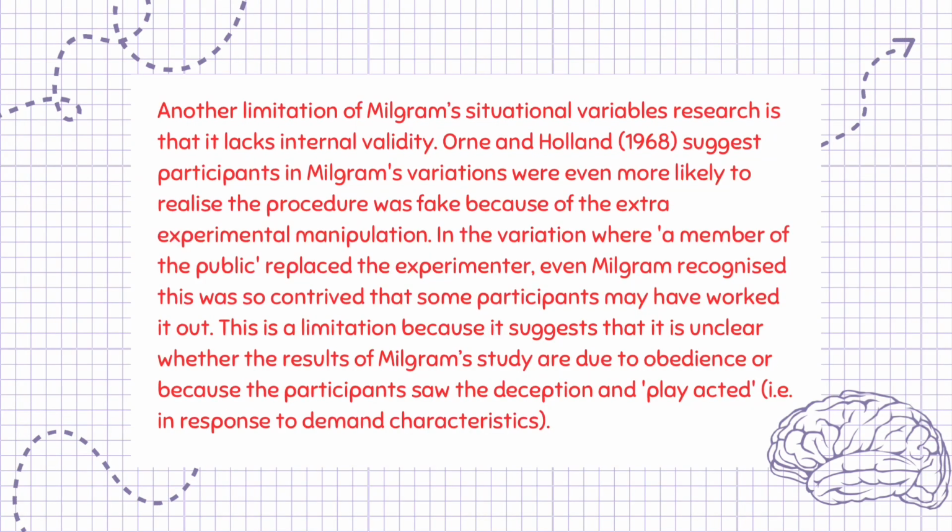Another limitation of Milgram's situational variables research is that it lacks internal validity. Orne and Holland, 1968, suggest participants in Milgram's variations were even more likely to realize the procedure was fake because of the extra experimental manipulation. In the variation where a member of the public replaced the experimenter, even Milgram recognized this was so contrived that some participants may have worked it out. This is a limitation because it suggests that it is unclear whether the results of Milgram's study are due to obedience or because the participants saw the deception and play acted, i.e. in response to demand characteristics.